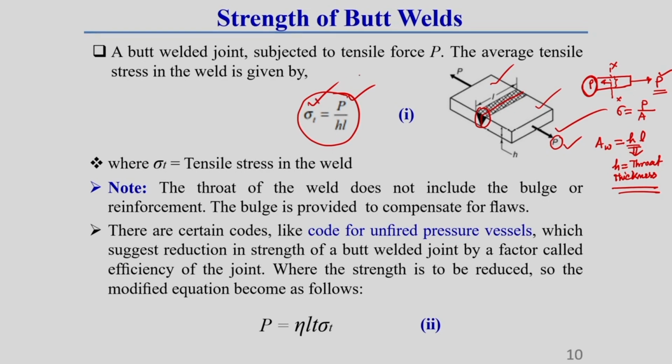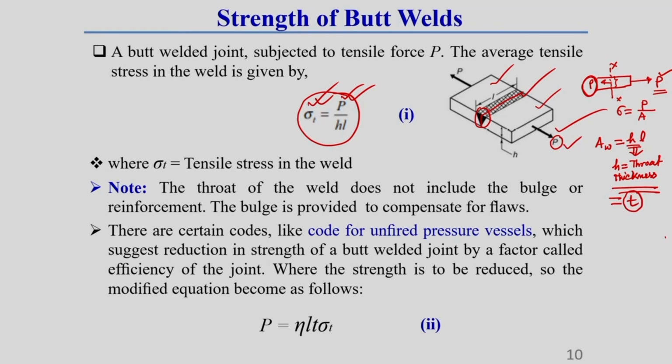Now, this normal stress we can write as this resisting force P divided by the cross sectional area of this weld. So, what should be the cross sectional area of this weld here? The cross sectional area of the weld will be the throat thickness times the length, and in the case of a butt weld, this throat thickness is equal to the thickness of the plate. So, in the case of butt weld, the throat thickness is generally considered as the thickness of the weld.